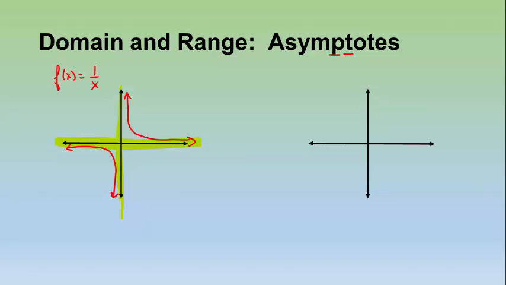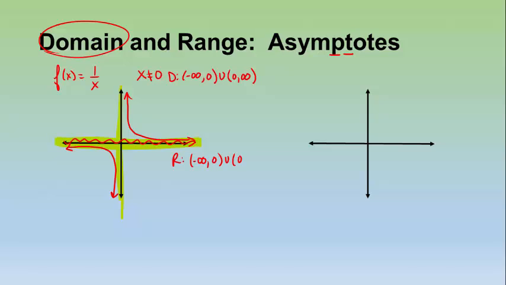And that is because, well, I would say that x cannot equal 0, which means it changes my domain to be from negative infinity to 0, excluding 0, and then on to positive infinity. So that's my domain. Well, you can see that my y values also are not crossing this axis here. So we would say that the range also would be from negative infinity to 0 and union from 0 to positive infinity.